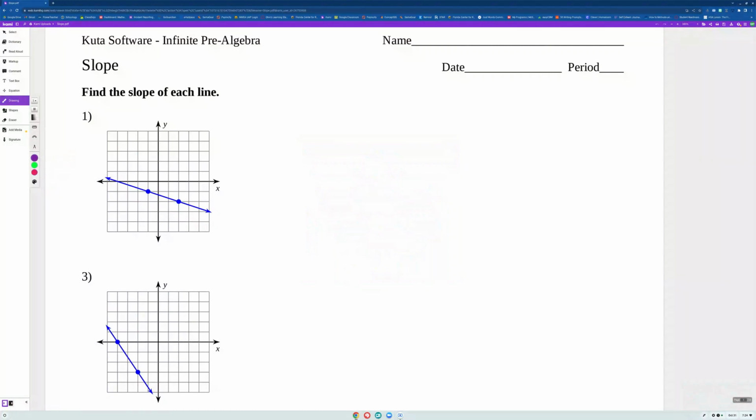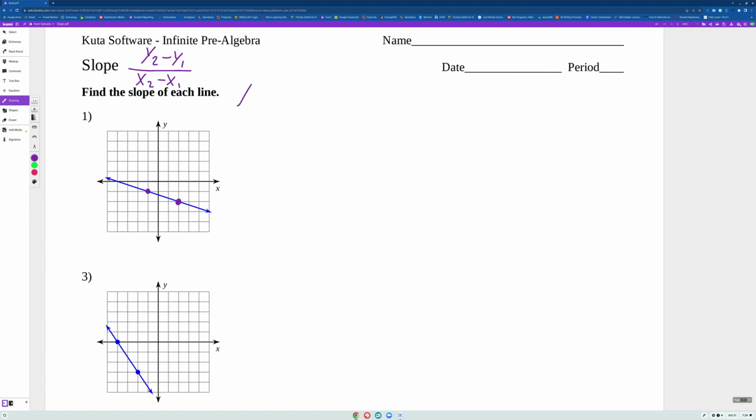And once we have that, we're going to go ahead and create this equation, which is going to be y2 minus y1 all over x2 minus x1. So, for example, let's take a look at our first one. So I see that I have two ordered pairs right here and right here.